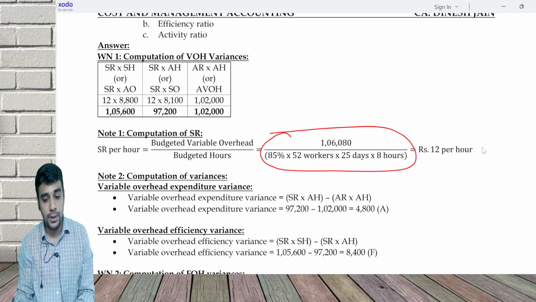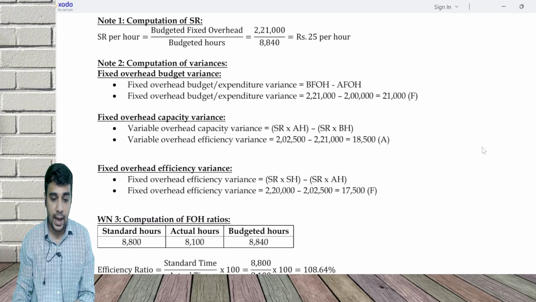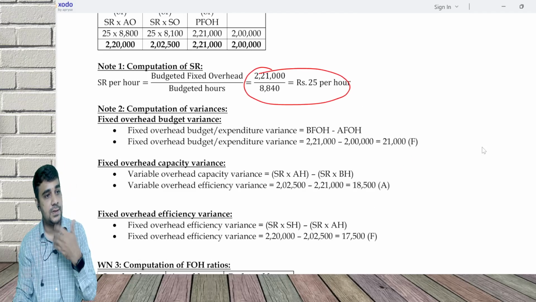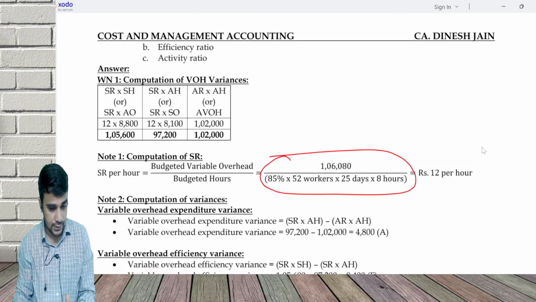85% into 52 into 25 days into 8 hours. That will give you the budgeted hours. That will give you the variable overhead per hour as well as the fixed overhead per hour. Once this is done, the balance is more of a formality in this question.